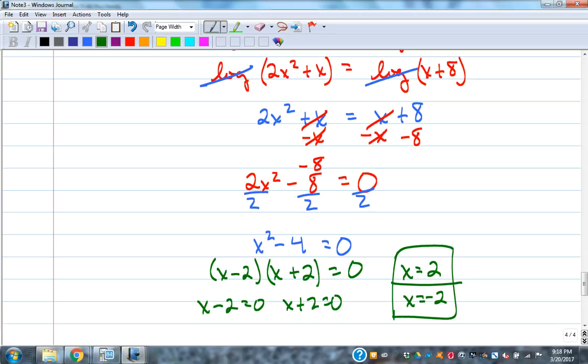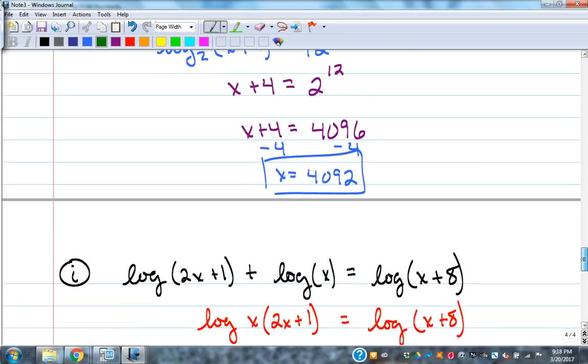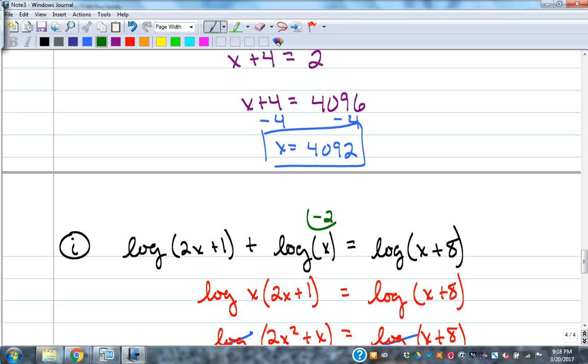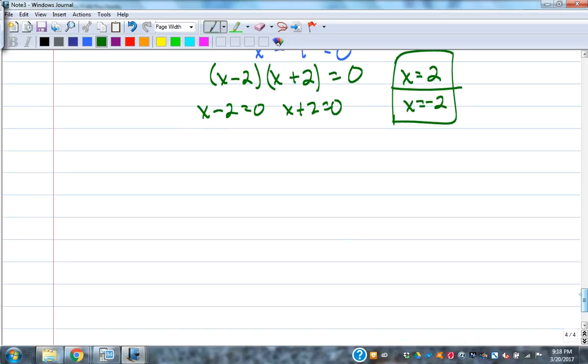So at the original problem, if I put a negative 2 in right here, that's automatically taking the log of a negative. You can't do that. So that means the negative 2 gets thrown out. So x equals 2 is the only answer we have. 2 does work in that one if you go back and plug them in.